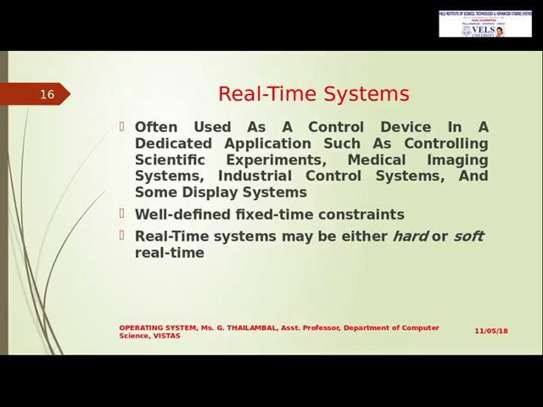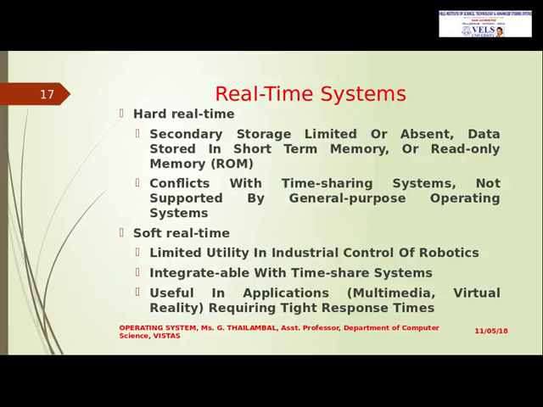That means it has well-defined fixed time constraints. The time constraint needs to be followed very strictly, and the real-time system could be either hard real-time or soft real-time. What is a hard real-time system? Secondary storage will not be there. The secondary storage devices are compact disks and pen drives. So all these are not available. The information will be stored only in read-only memory or ROM.